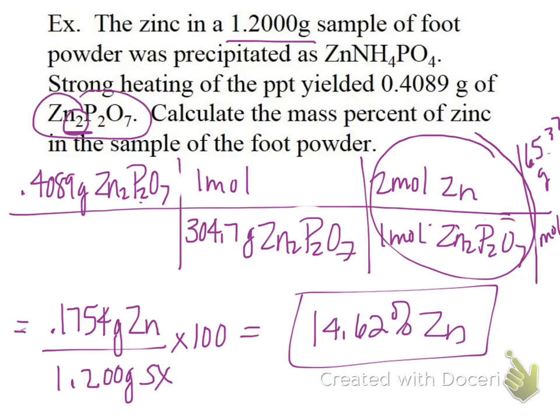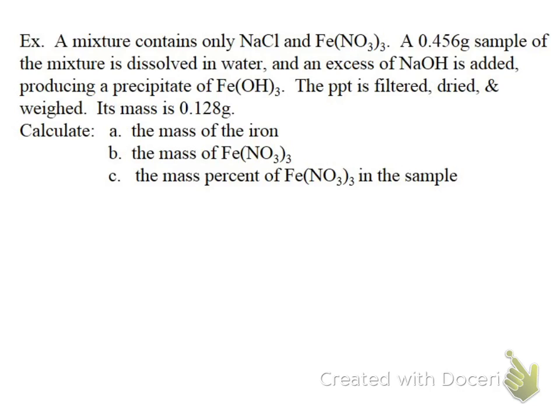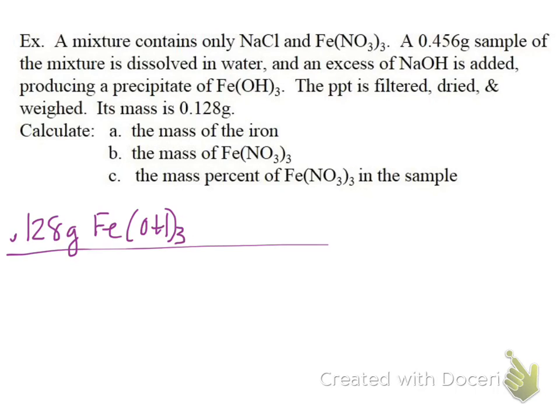Got it? Okay. And the next problem, it says a mixture of sodium chloride and iron 3 nitrate is mixed together, and it's filtered and dried, and its mass is 0.125. So it wants to know, first of all, the mass of the iron. Okay, so if we have 1.28 grams of iron 3 hydroxide, okay, molar mass is 106.9.